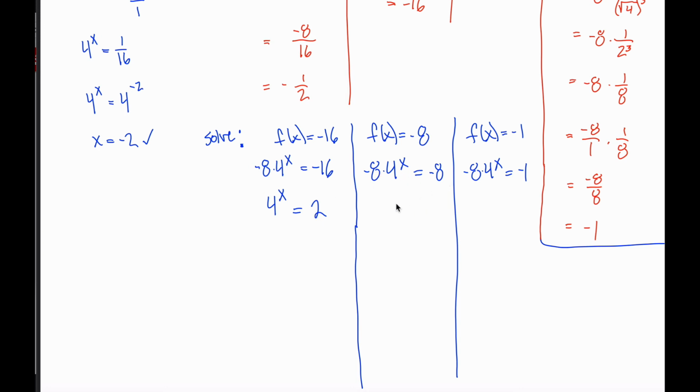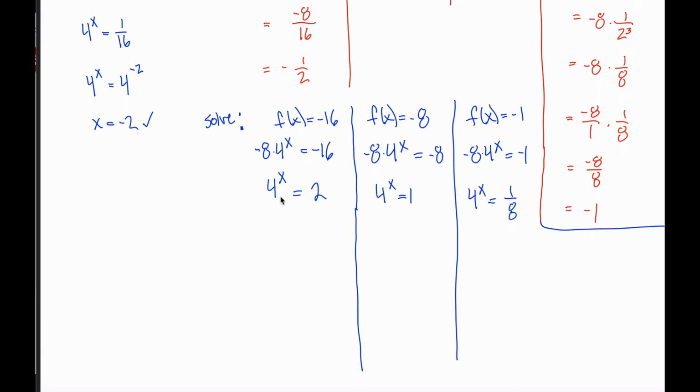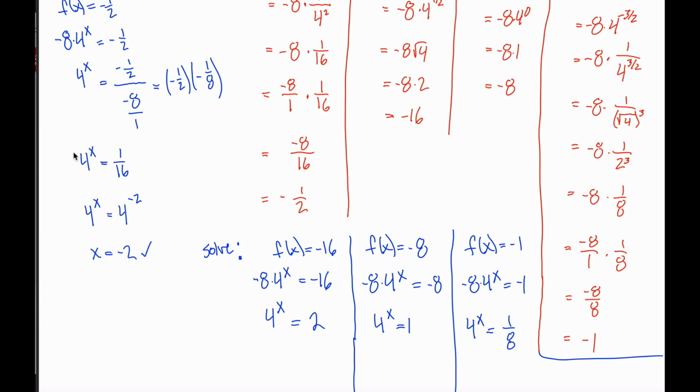Over here, negative 8 divided by negative 8 would give me 1. So I got 4x equals 1. And over here, negative 1 divided by negative 8 would give me positive 1/8. So I'd get 4 to the x power equals positive 1/8. Now I'm at the step where the 4 to the x is isolated, kind of like I was right here.